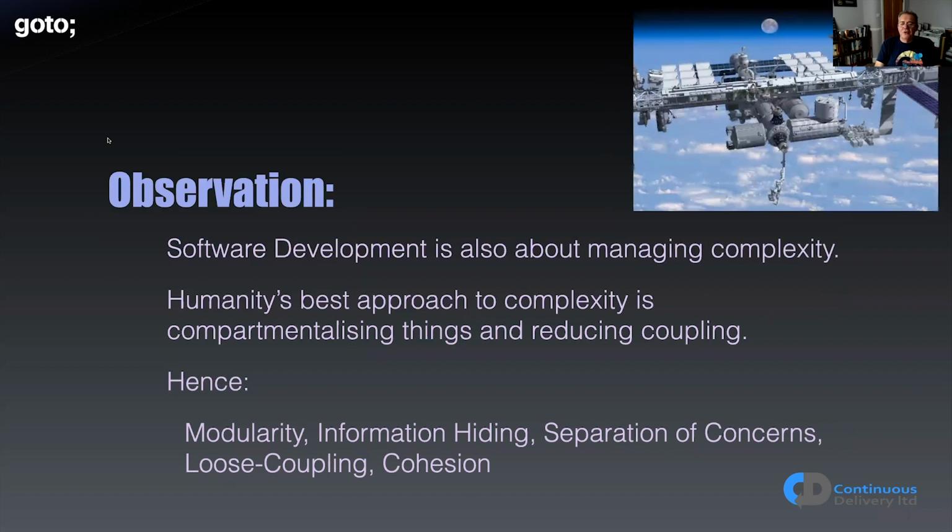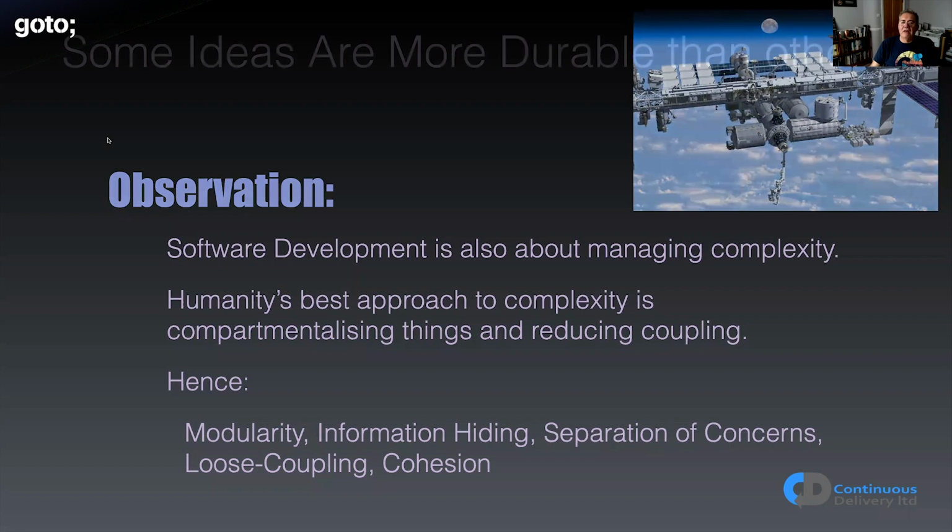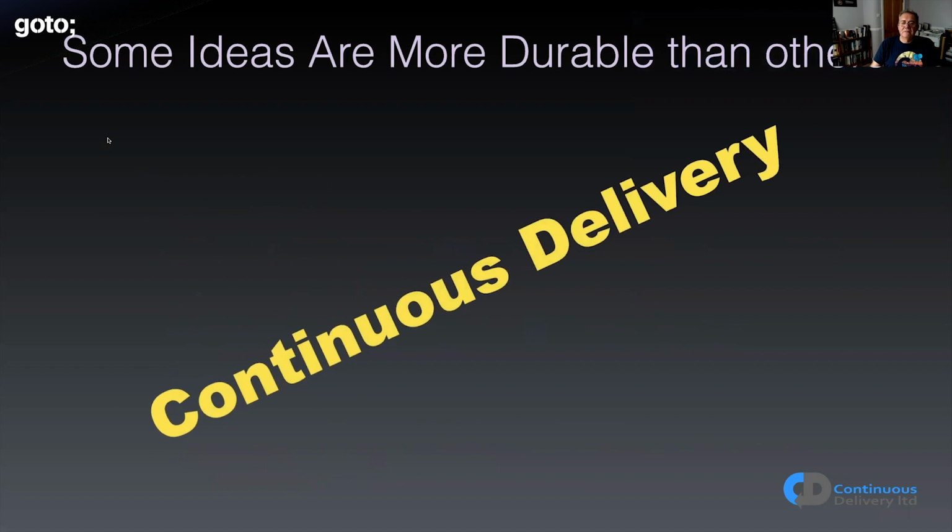Software development is also about managing complexity, and humanity's best approach to managing complexity is to modularize, compartmentalize things and reduce the coupling between them. So ideas like modularity, information hiding, separation of concerns, loose coupling, and cohesion are absolutely central to that aspect of the problem. Those two are not going away anytime soon.